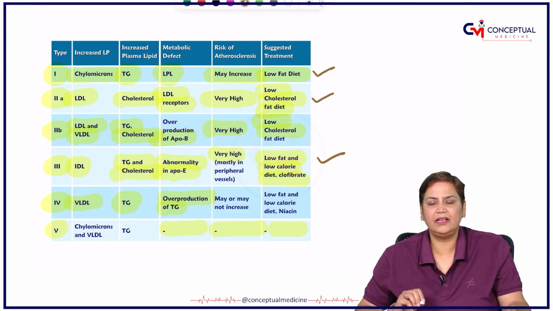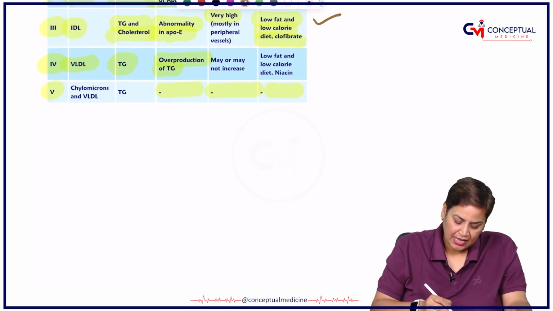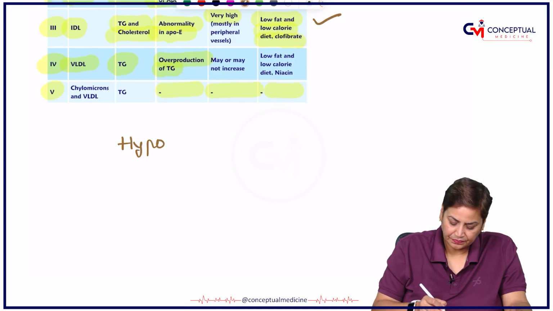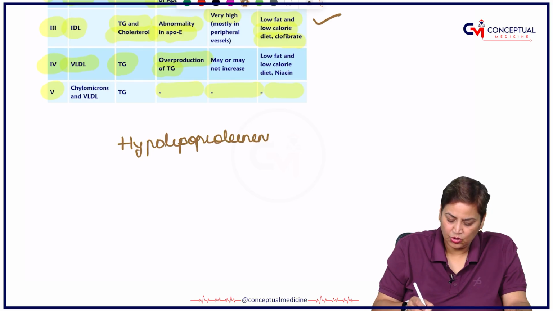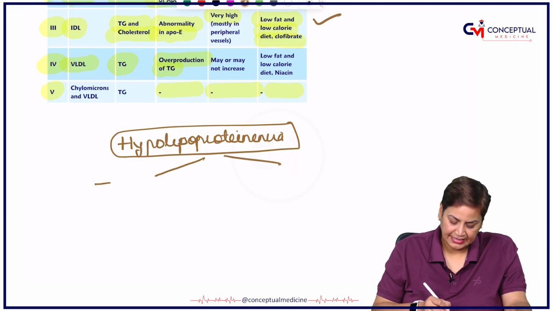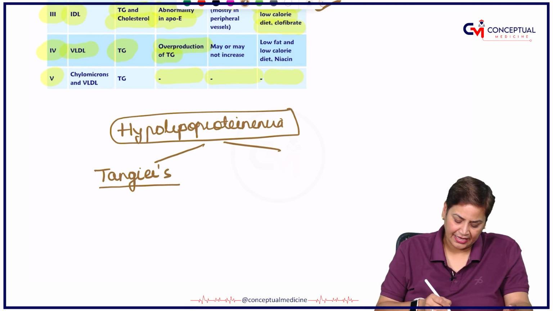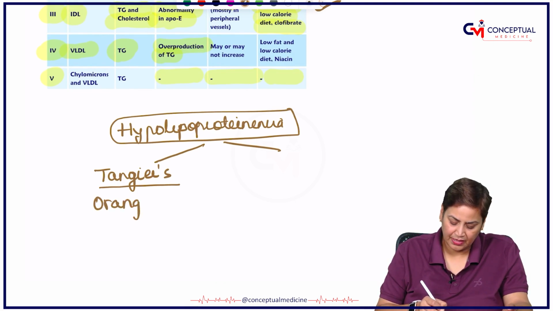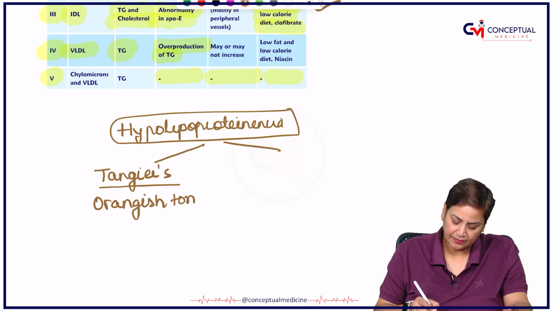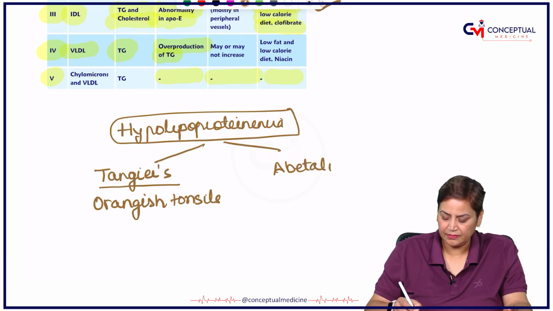So these are the different types of hyperlipoproteinemias. And if we talk about the hypolipoproteinemias, we have studied 2 types of this. And what are those? One is Tangier's disease. For Tangier's disease I have told you how to remember it, Tang. Since Tang is orange in color, in Tangier's disease orangish tonsils will be there. Orangish tonsils. And second is abetalipoproteinemia.